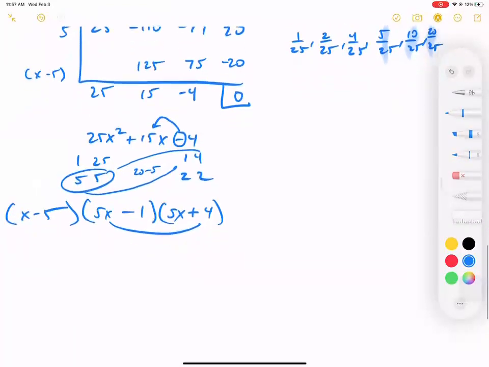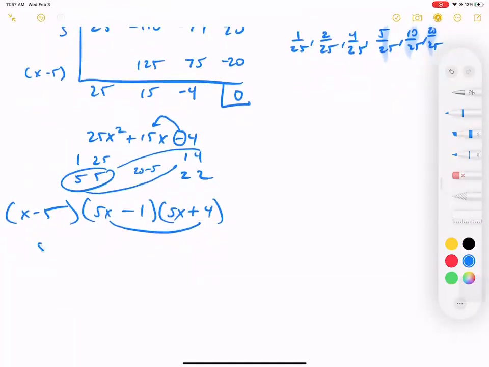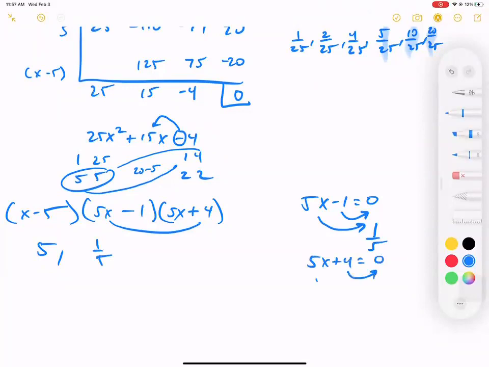What are the roots? The zeros. What are the zeros? 5x minus 1 equals 0. Real quick, if you can't see this in your head, you move the 1 over, divide by 5. That's a positive 1 over 5. That's how fast you should be able to do it, 1 over 5. 5x plus 4 equals 0. Move the 4 over, it becomes negative, divide by 5. Negative 4 over 5.